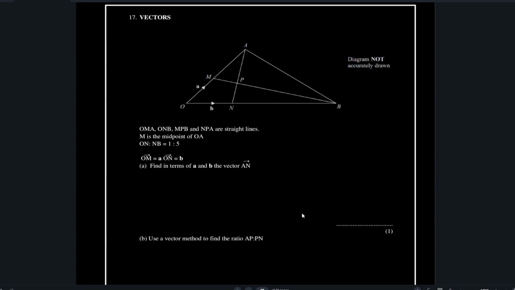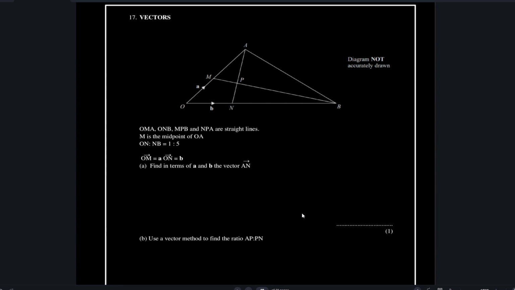I don't know whether you're getting me. We are given the ratio ON to NB, but ON is A. Since we are given the ratio 1:5, it means also that NB is going to be 5A, but the entire length OB is going to be 6 vector B. You are going to understand it better once we start working it out.